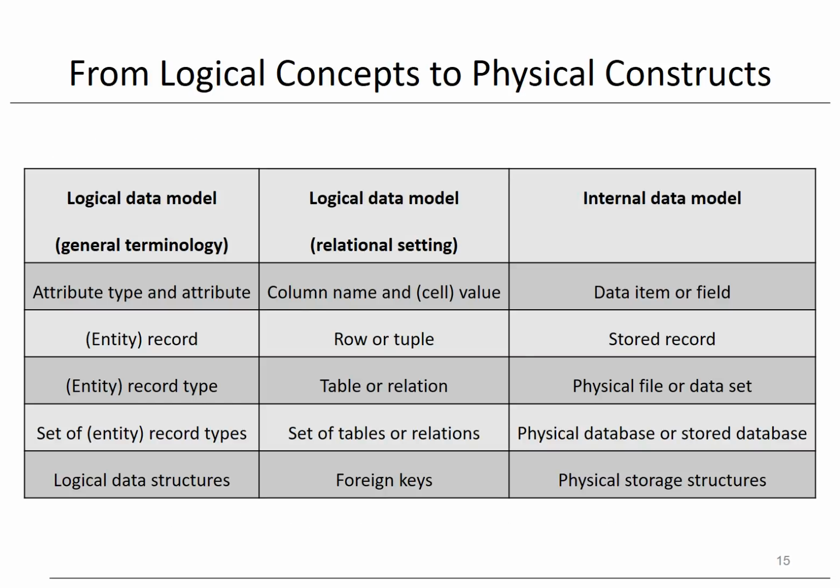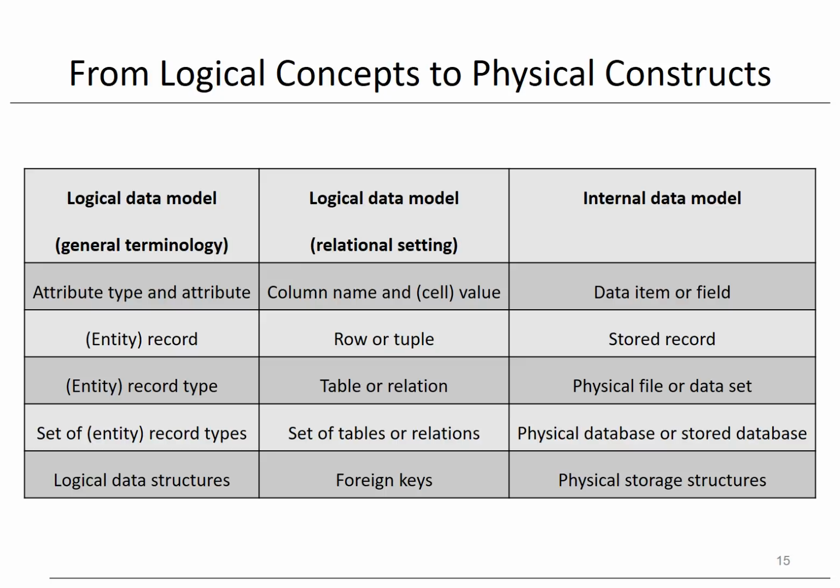This table lists the various corresponding concepts. In general, a logical model defines entity records, or just records for short, as instances of entity record types, or record types for short. A record is described by its attributes. In a relational setting, we speak of a logical database as a set of tables or relations. A table consists of rows or tuples which contain values, also known as cell values, as they represent values to the individual cells in a relational table, described by the corresponding column names.